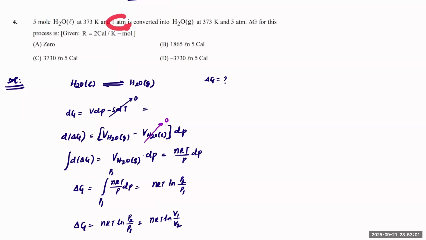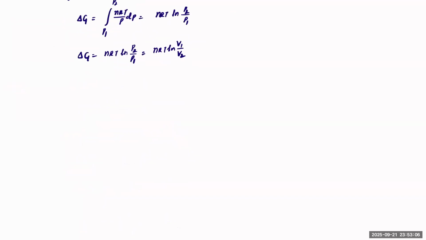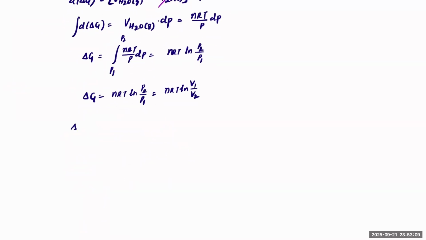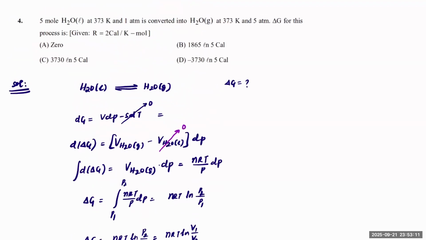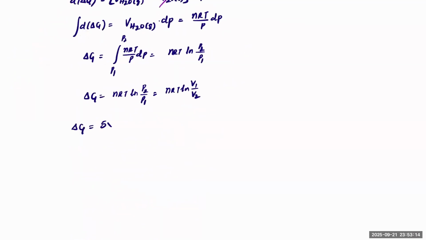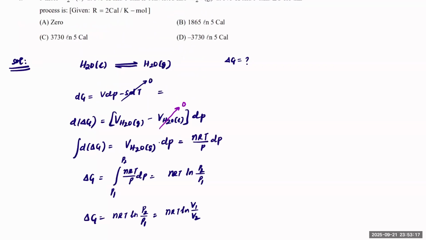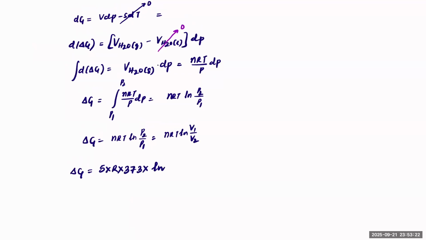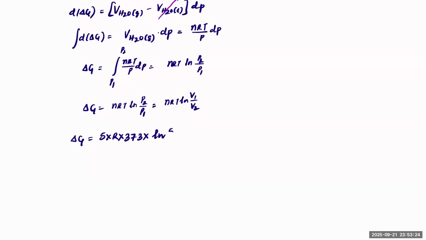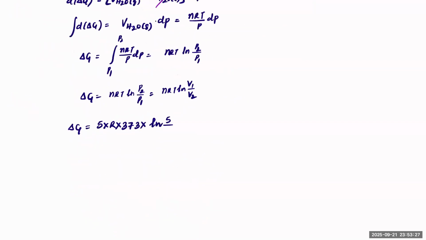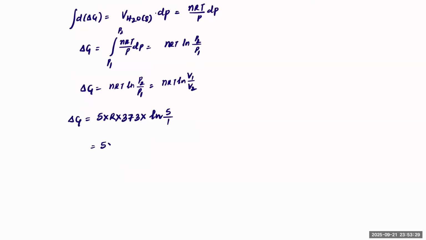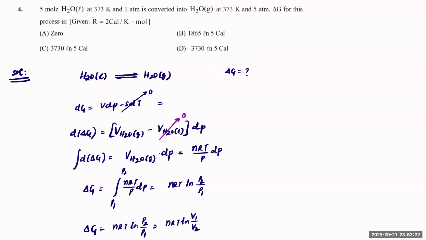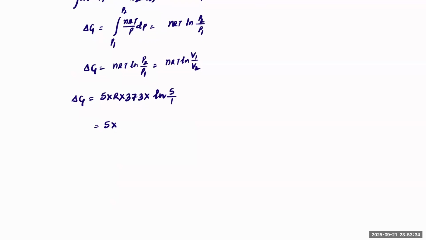Now check what are the factors that are given to us. You notice that the initial vapor pressure and the final vapor pressure are given. So pressure terms are given, and we can use that formula directly. So delta G is equal to, and we are doing it for 5 moles, so 5 into R into temperature 373, into ln P2, final pressure is 5, initial value is 1, right? So therefore 5 into 2, because we are writing it in calories. So 5 into 2 into 373 into ln 5.